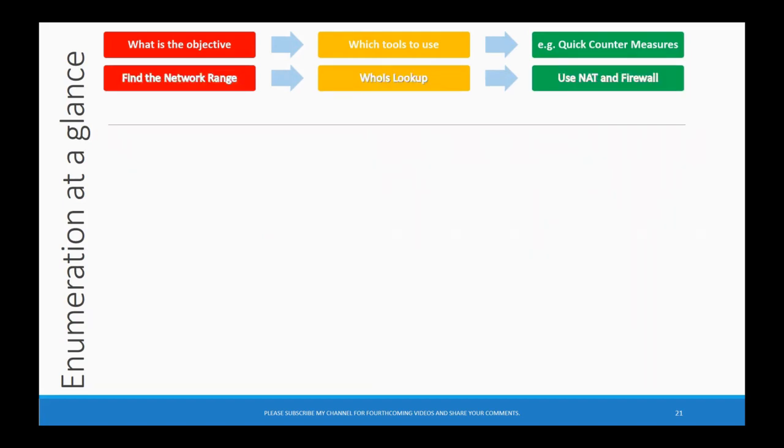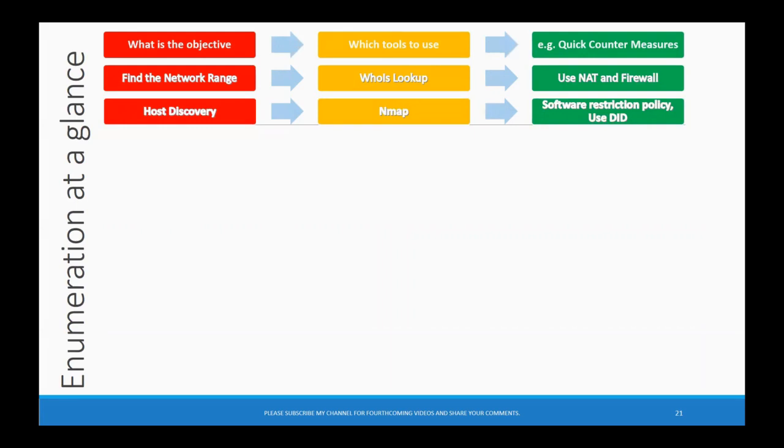First, find network range. To find the network range, whois lookup is going to help us. To hide our network range, we have to use NATing, network address translation, and firewall. Next, host discovery. Find out the live systems. The popular tool we use is Nmap. To protect it, use software restriction policy, or use defense in depth, the layered approach: multiple security programs and devices in a layered approach. If one layer fails, then another layer will be protecting you.